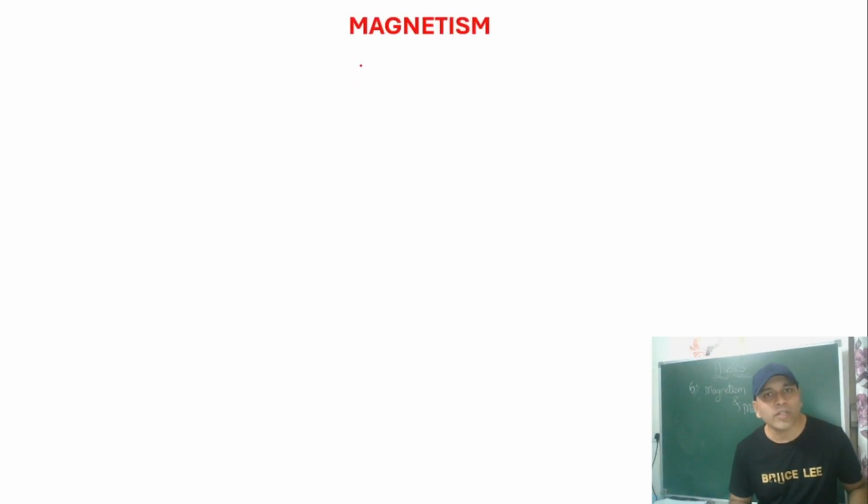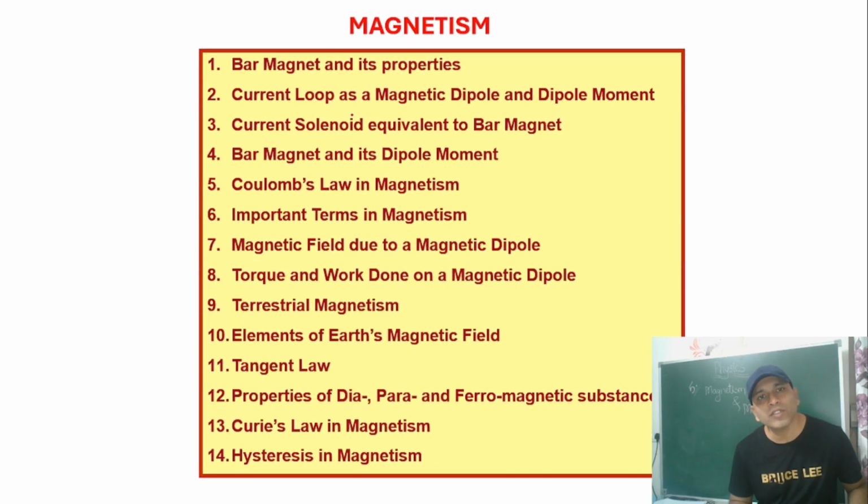So magnetism has some topics that we are going to discuss. The first topic is bar magnet and its properties. Second is current loop as a magnetic dipole and dipole moment. Third is current solenoid and equivalent to bar magnet. Then fourth is bar magnet and its dipole moment. Coulomb's law in magnetism. So obviously magnetism works with some laws, and it has to define that thing. Coulomb's law is there.